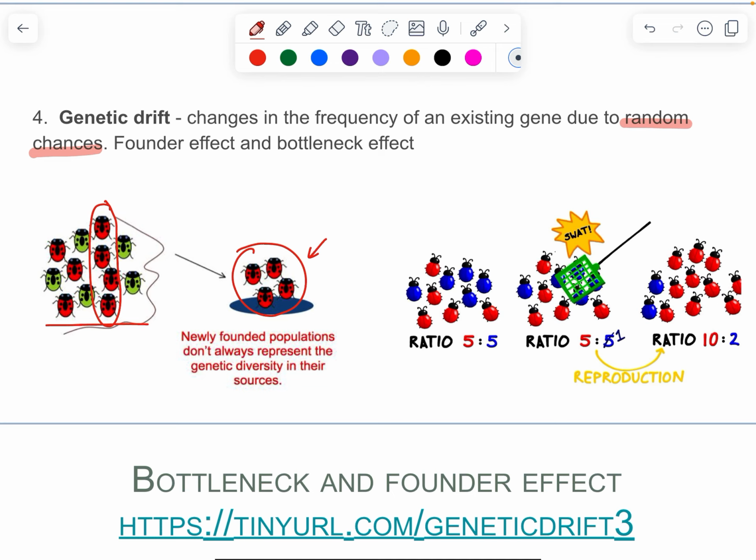Then these red beetles started reproducing among themselves. As a result, the resulting population on the isolated island looks very different from the original population, which means evolution has occurred. And this is a type of genetic drift called founder effect. The key word for founder effect is migration. Migration to an isolated area.